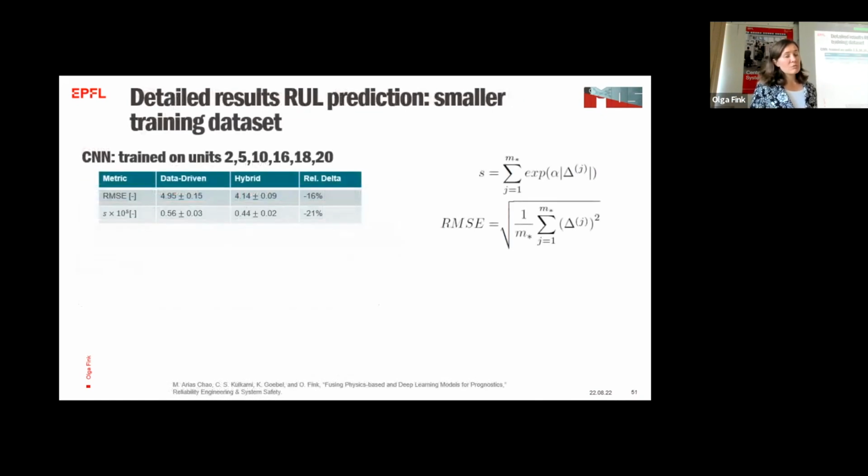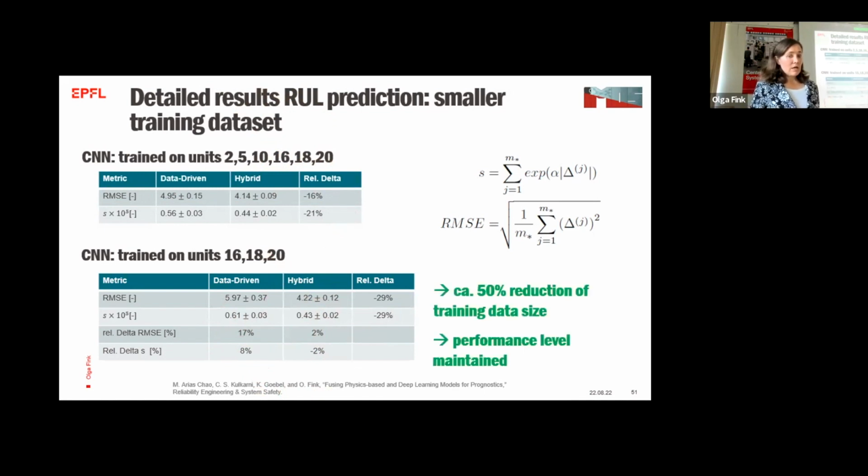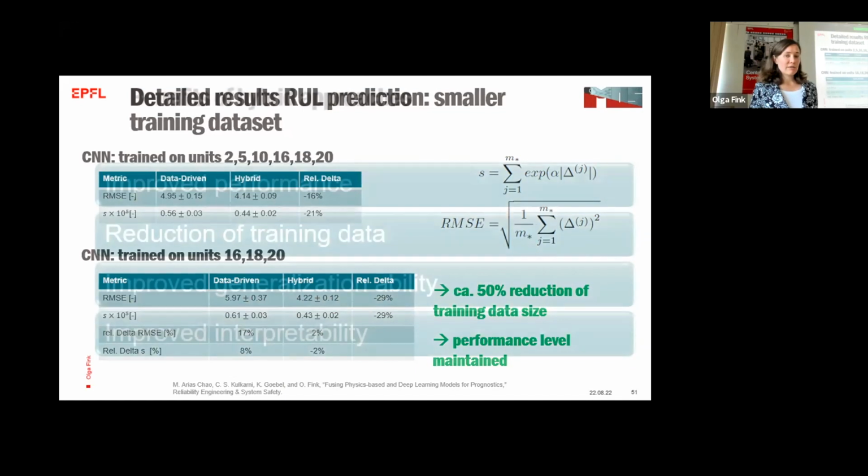What we also wanted to see is what happens if we reduce the training data size. So we had 6 units at the beginning, this is just what you saw before, the same results. But now we train it on a smaller data set, so we just take 3 units and test it again on the same. What we see is that for the data-driven part, we have a performance drop. For the hybrid algorithm, we have about the same performance, or depending on which performance metric we use, it's plus or minus 2%. And it's a reduction of the training data size by 50%, and the performance level is actually maintained.